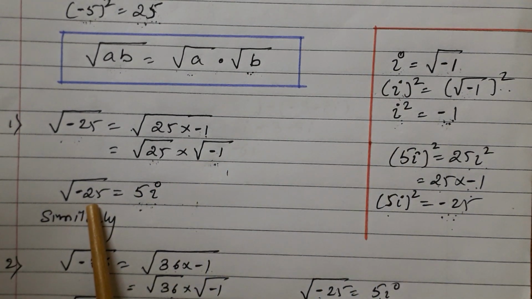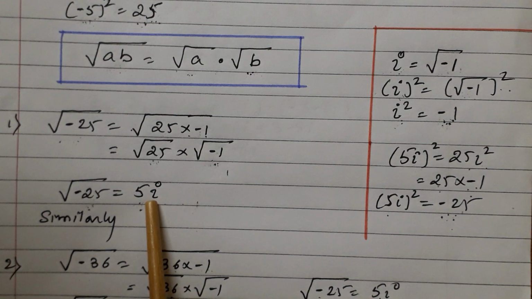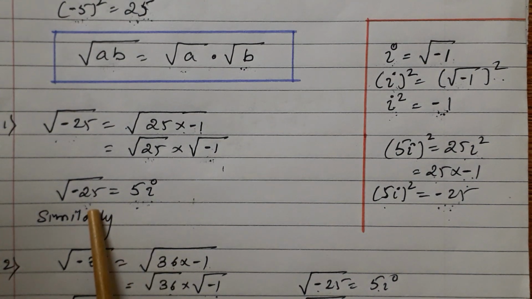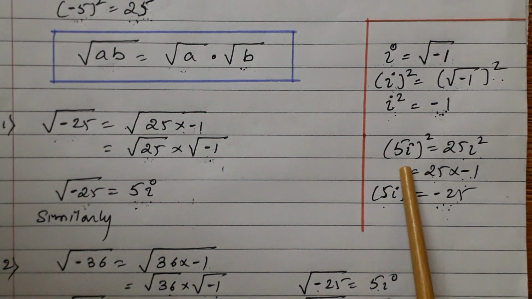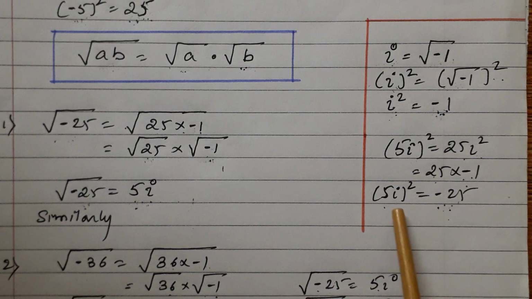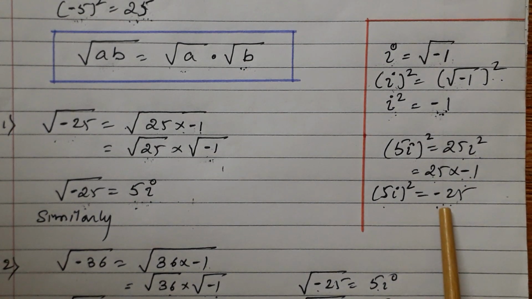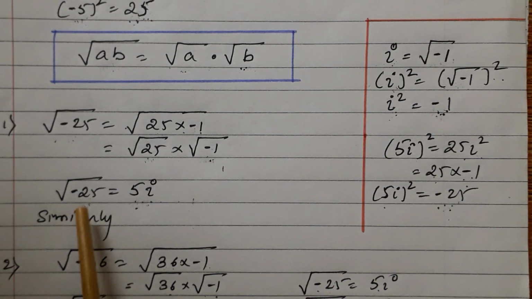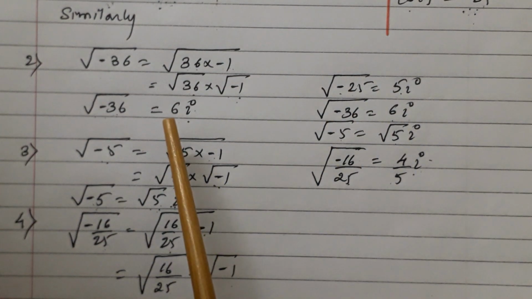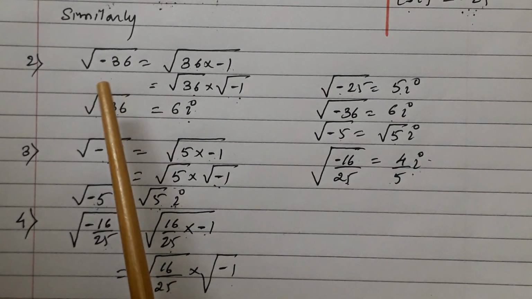So square root of minus 25 is equal to 5i. Let us check if 5i is the square root of minus 25. On squaring 5i, we get 25 into i square, and i square is minus 1. So (5i) square is equal to minus 25. So this confirms that square root of minus 25 is equal to 5i. Now based on this, let's see a few more examples.